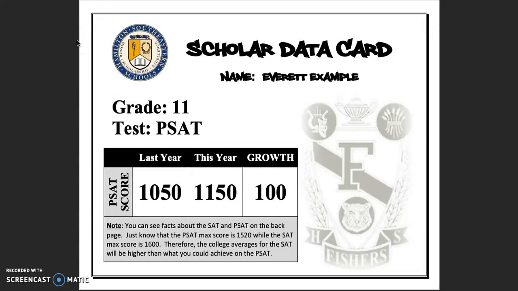Yours should look like this one. You'll have your name up here, grade, test, last year's score, this year's score, and growth. Some people may not have a score from last year for various reasons. Maybe you're new to Fishers, maybe you were absent the day the PSAT was given last year, maybe you took the PSAT on a different date, maybe there was human error, I don't know.